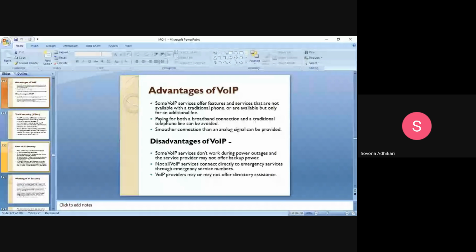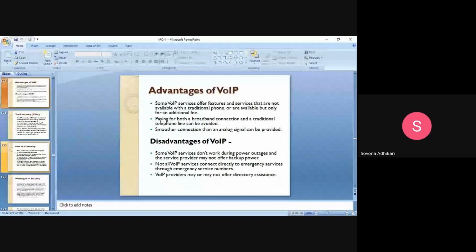A smoother connection than an analog signal can be provided, but it also suffers some drawbacks. Some VoIP services don't work during a power outage, and the service provider may not offer backup power. So if there is some power failure, some VoIP service may not work because the service provider does not offer the backup power.